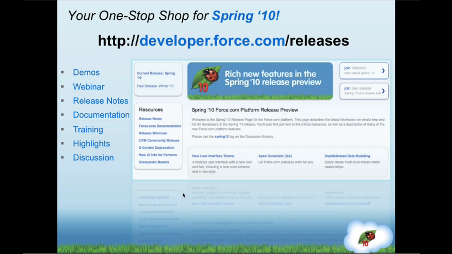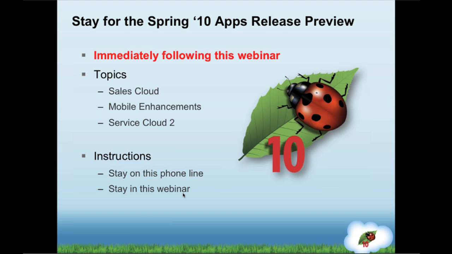Many of you are already used to using the discussion boards, but I want to point out that by using the tag of Spring 10 on the discussion boards, it's really the best way to get your questions answered and make it really scalable so other people can see those questions and answers in the threads as well, and you can provide feedback. So go to the discussion boards to get quick answers on Spring 10.